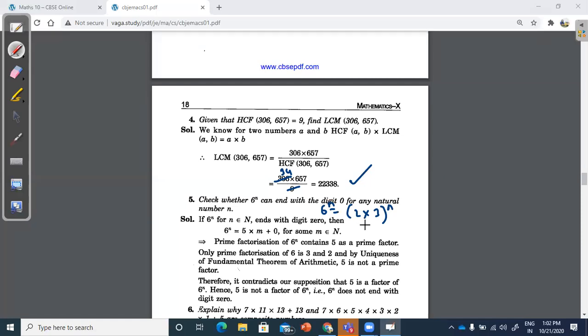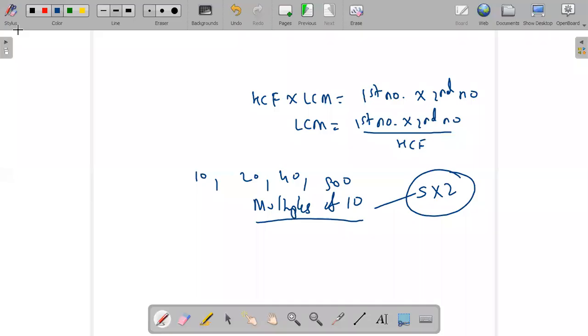So it is not made up of 2 and 5, and therefore it cannot end with 0. So in the exam, they can change the question and say, can 14 to the power n end with 0 or not? So again, it is made up of 2 and 7. It cannot end with 0.